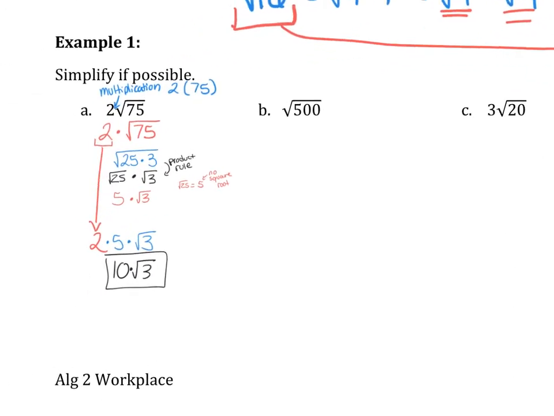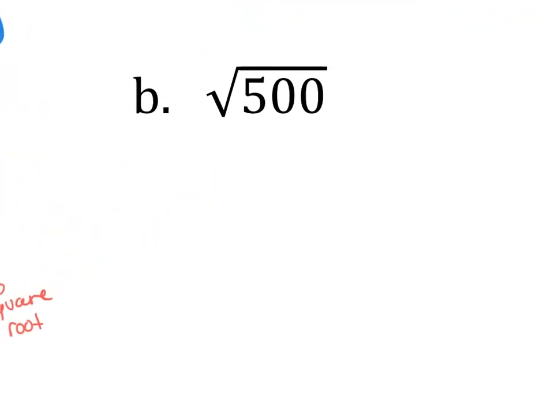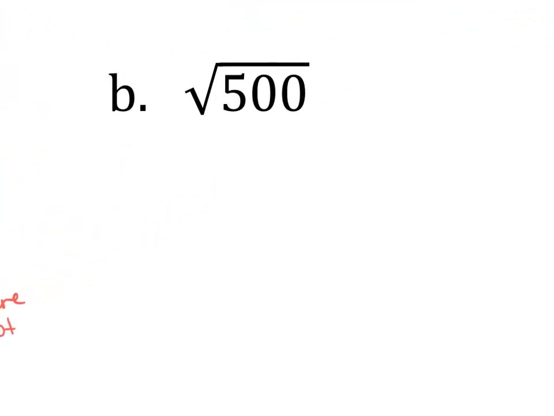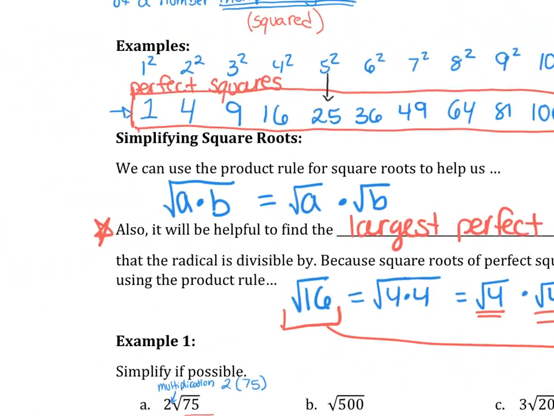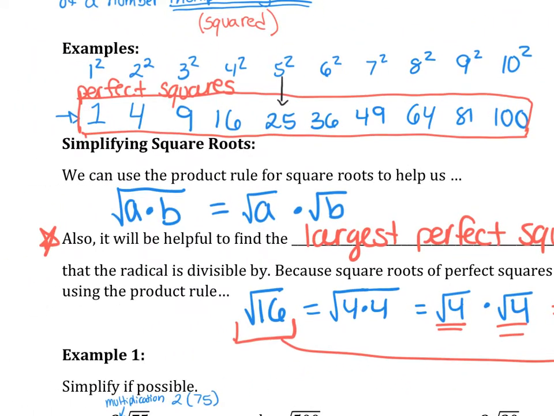Okay, let's try another one together. Letter B. This time there's nothing being multiplied out in front, so we don't have to worry about that. We just have to focus on simplifying. So we have our square root of 500. So we want to find one of these perfect squares that can go into 500.